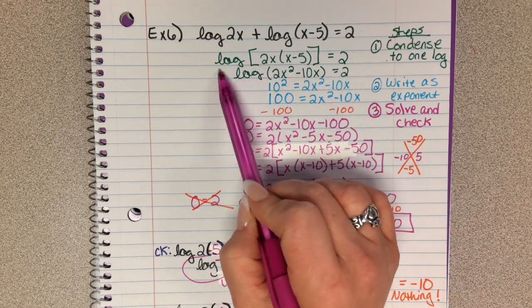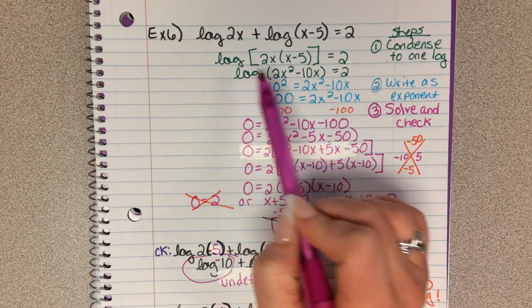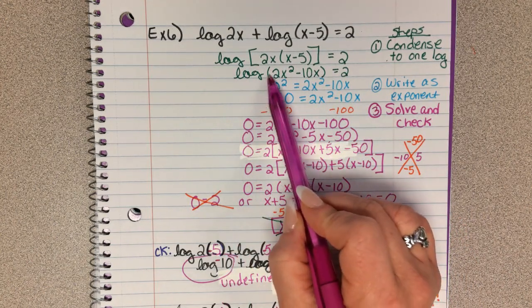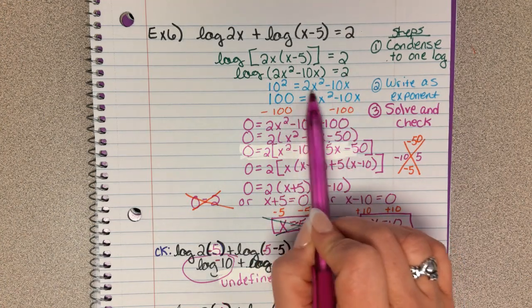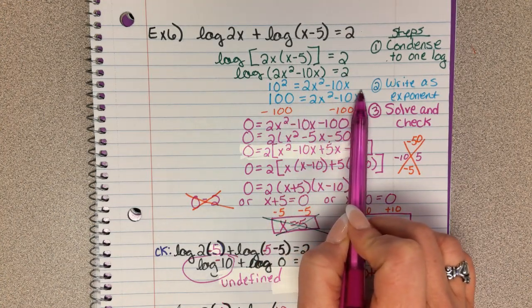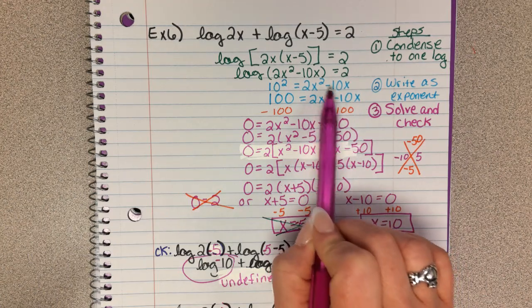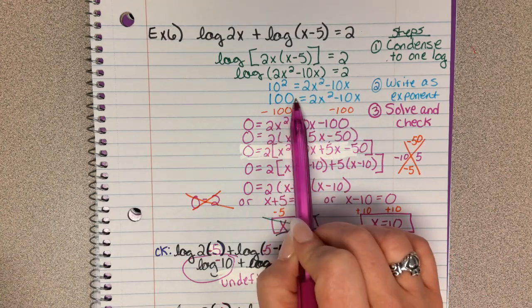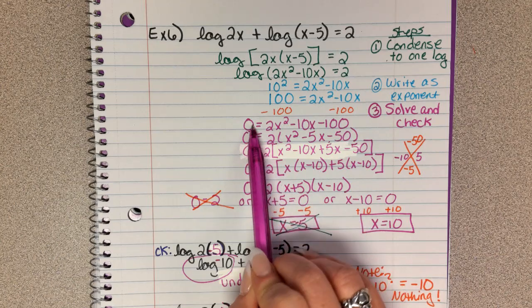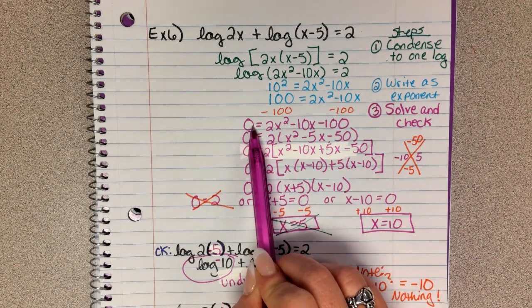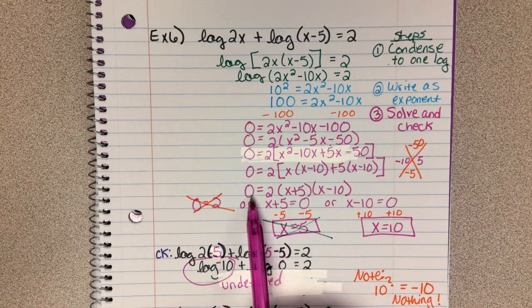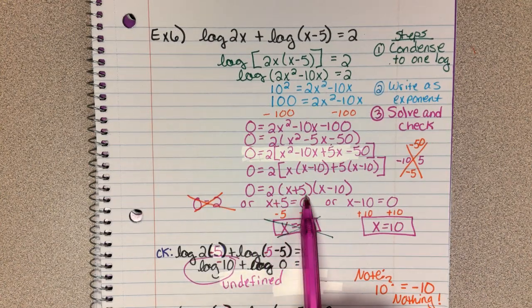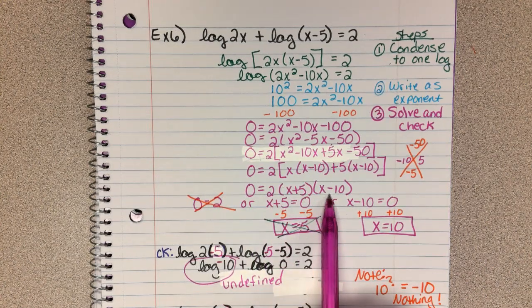Now that I've written this whole thing as a single logarithm, I'm going to rewrite that as an exponent. Remember, your common log, the base is 10. So 10 to the power of 2 is equal to the argument. And then from there, I'm just going to solve. This is a quadratic because I have x squared. 10 to the power of 2 is 100. Let me set all of that equal to 0. Once that is equal to 0, I'm going to go ahead and fully factor that. That is fully factored at 2 times x plus 5 times x minus 10.